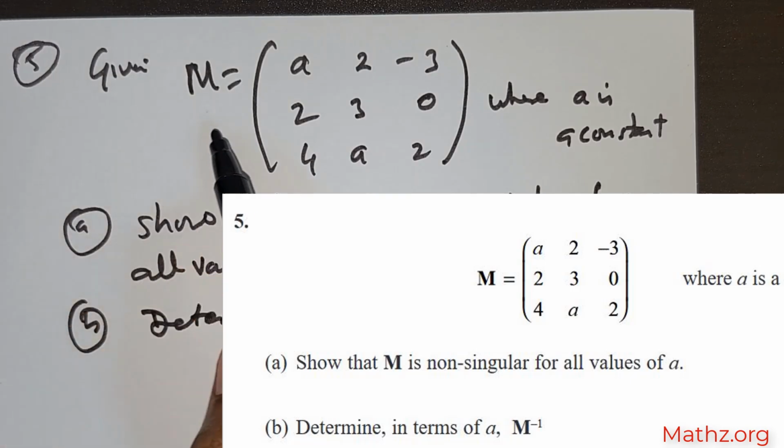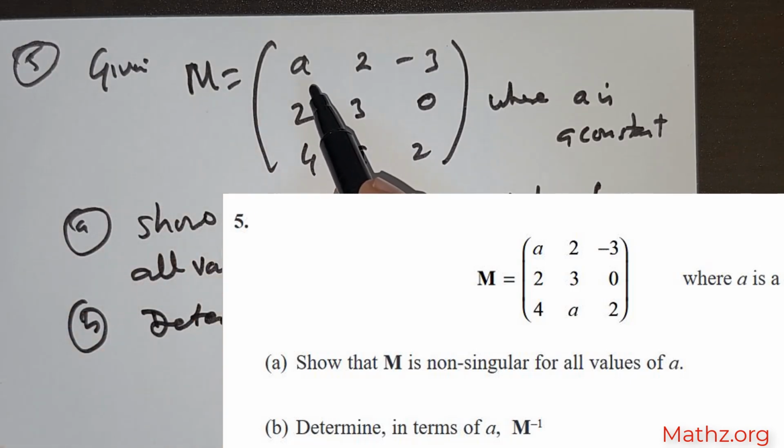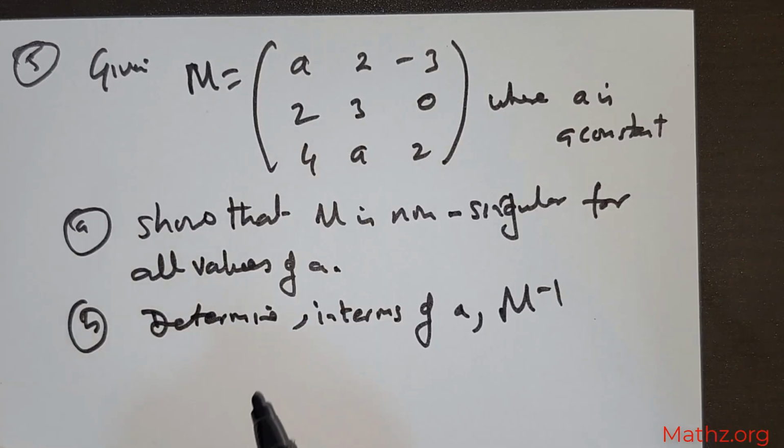Okay, so this is question number 5. We've been given the matrix M is equal to the matrix with entries a squared, negative 3, 2, 3, 0, 4, a squared, where a is a constant.